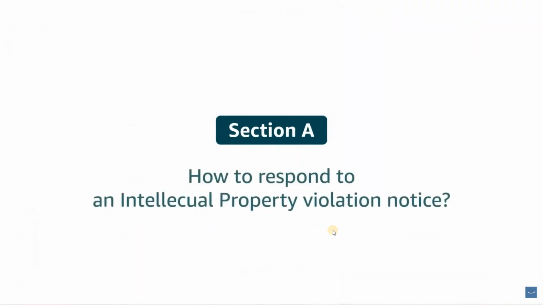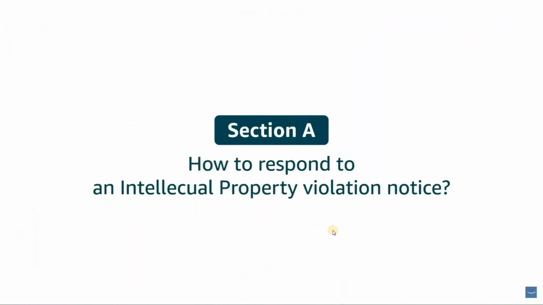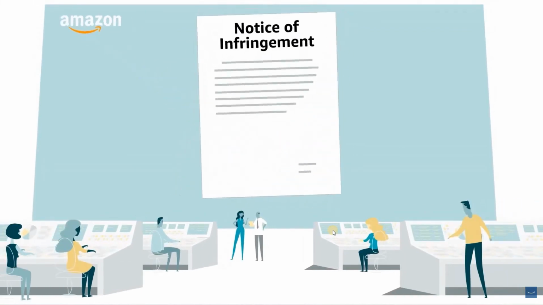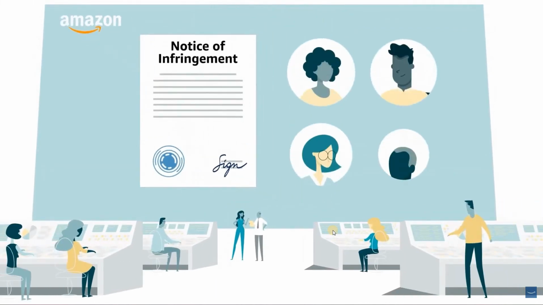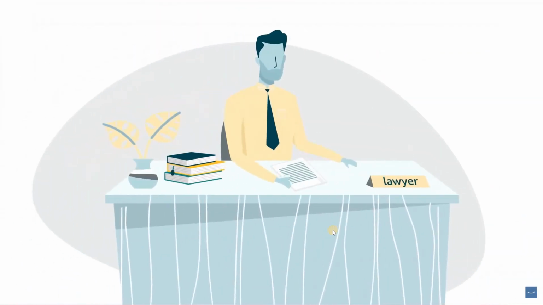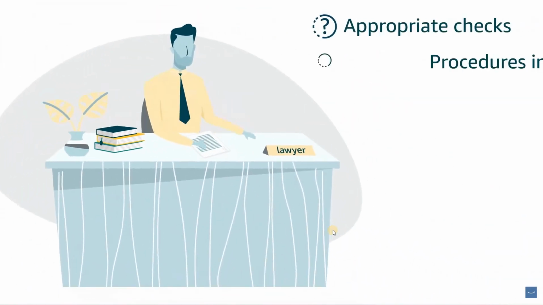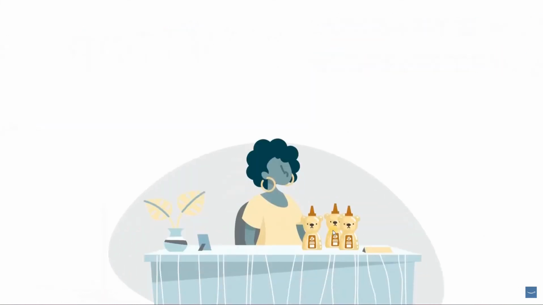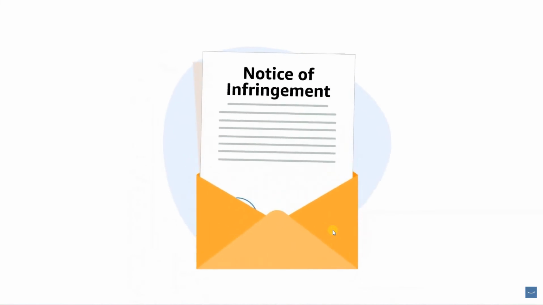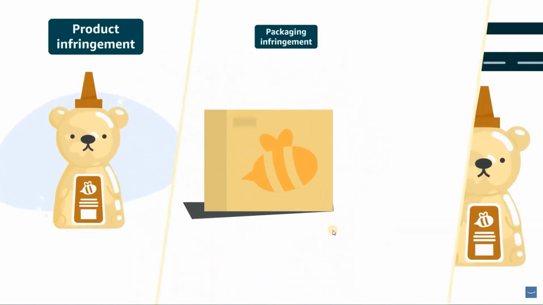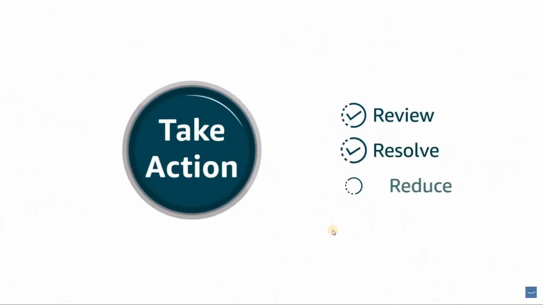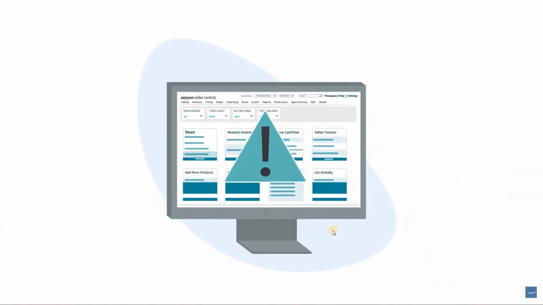Let us first cover how to respond to an IP violation notice. Amazon takes any claims of infringement seriously, even for sellers that are infringing upon IP without their knowledge. You should consult a lawyer to ensure that you have appropriate checks and procedures in place to prevent IP infringement for all the products you sell. If you receive a notice of infringement, depending on the nature of the notice, you can take several actions to review, resolve, and reduce your risk of account deactivation.